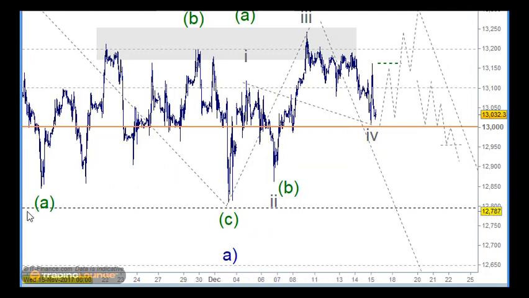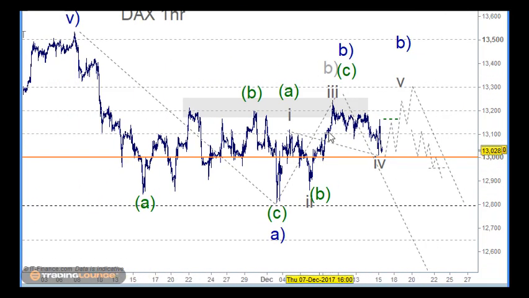So this move down through here is retested back. It went higher and came back down, created not a new low. This one here, this one here, this one here, this one here. So this would have been a short trade below here. So we're still looking for that short trade.